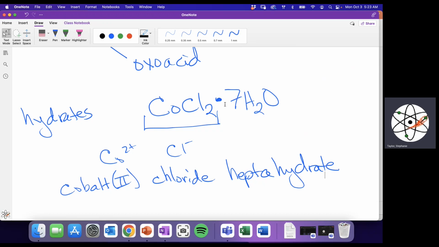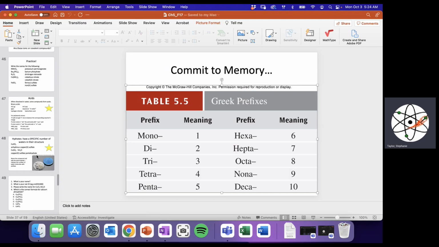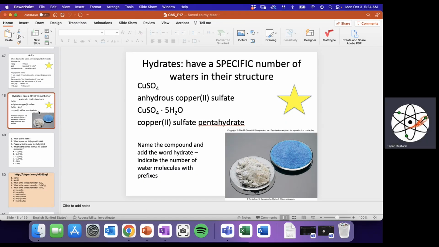The notation's a little bit weird. We do use this dot in the middle, essentially because we are trying to describe that those waters are part of the formula, but they're not ionically bound. They're not covalently bound. They are hanging out in the crystal all together. So hydrates are a little bit strange because they can basically have specific waters in their structure. So this particular slide has an example on it that has copper 2 sulfate pentahydrate, and the pentahydrate is the blue one. So it can also be fairly pretty, but water's in the structure.